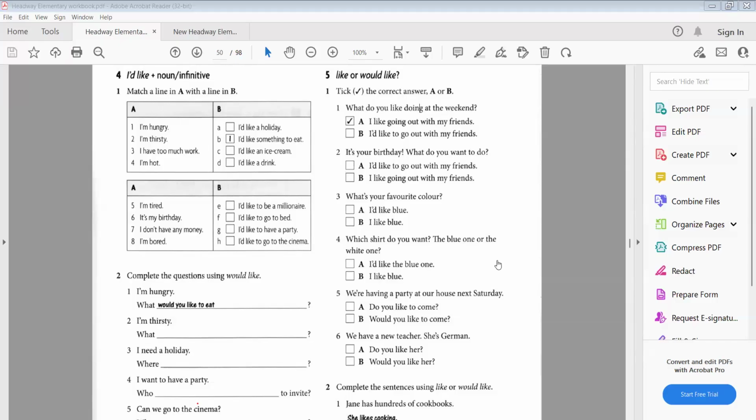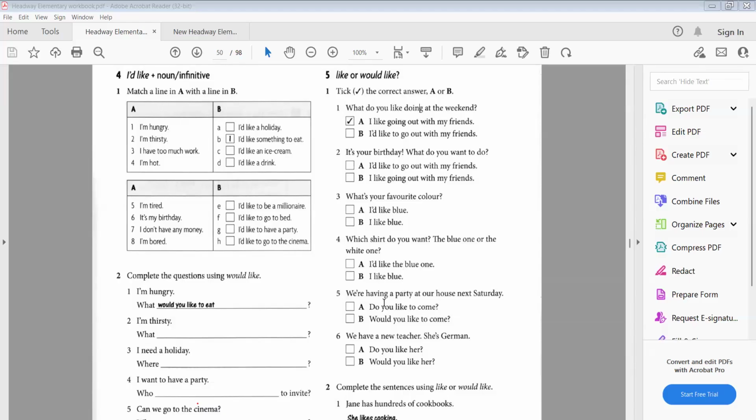And number 4: which shirt do you want? The blue one or the white one? Go ahead, decide. I would like the blue one. Yes, because he's asking now which shirt do you want? And number 5 and number 6.